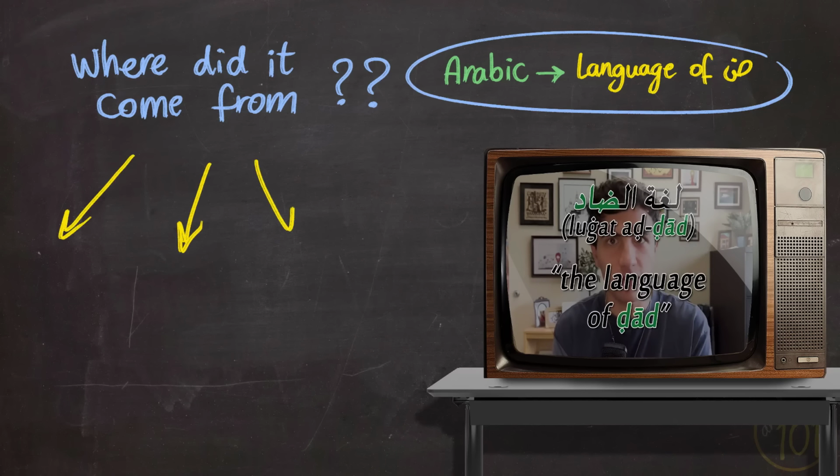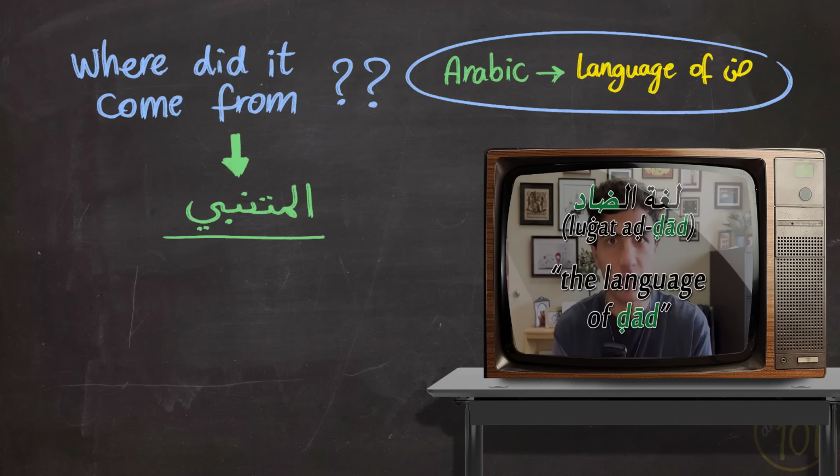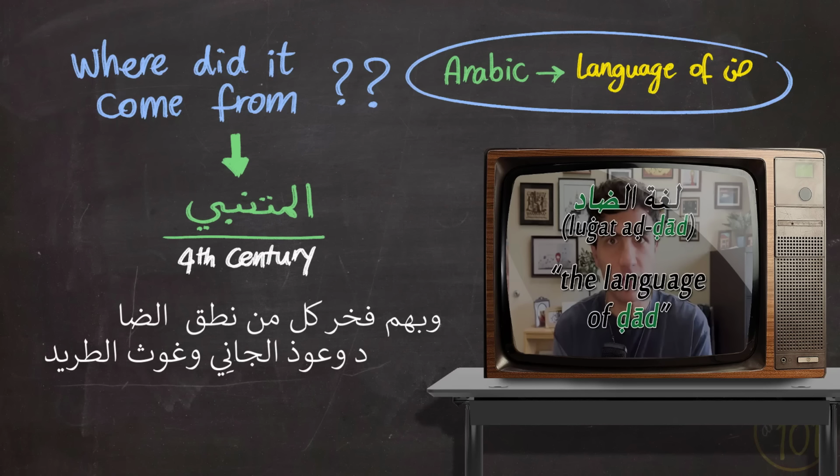Well, there are many opinions as to where this saying has originated from. But the most probable one is that it came from a famous verse in a poem written by Al-Mutanabbi in the 4th century. وَبِهِمْ فَخْرُ كُلِّ مَنْ نَطَقَ الضَّادَ وَعَوْذُ الْجَانِي وَغَوْثُ الطَّرِيدِ. This was probably the very first mention of referring to Arabic as the language of Dhad.